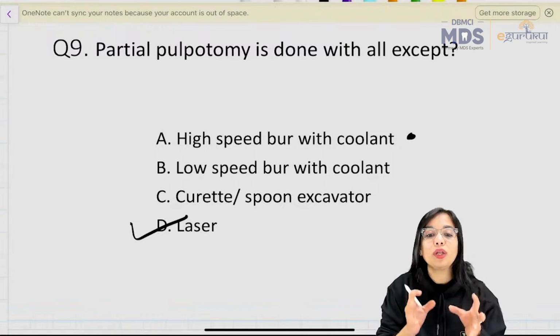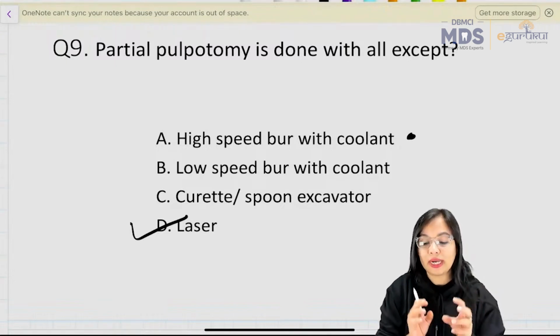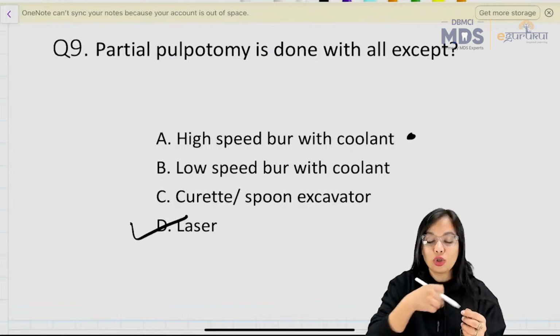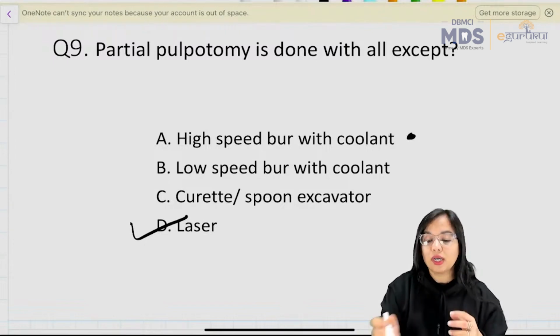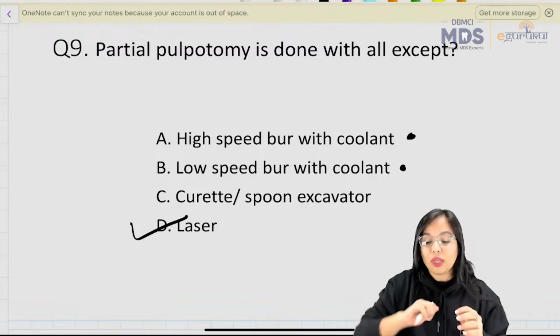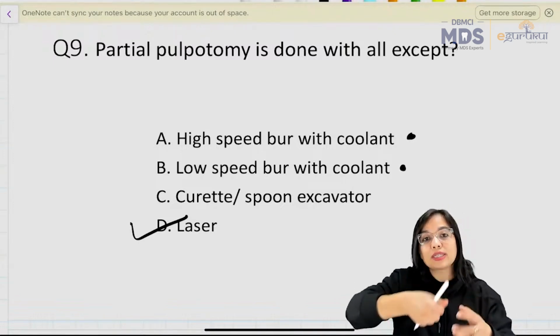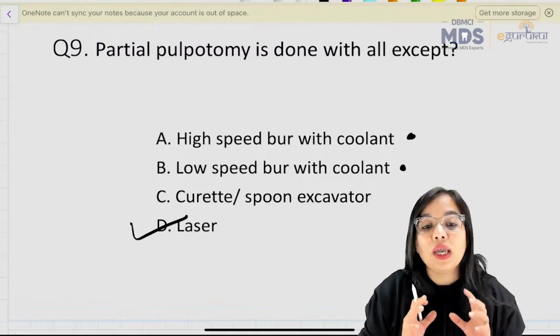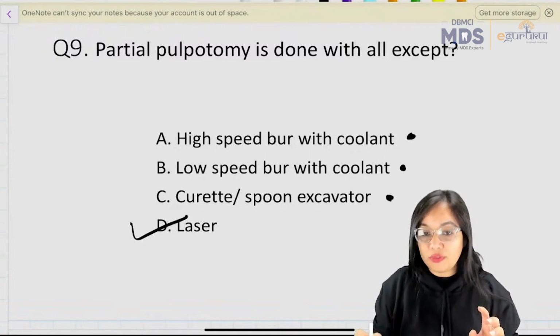The coronal pulp is amputated using a number 6 or 8 round burr. That is a slow speed burr using a coolant. So that means you're using this. And then later you can also use a spoon excavator in order to excavate all the coronal part of the pulp. So you're using all three of these.